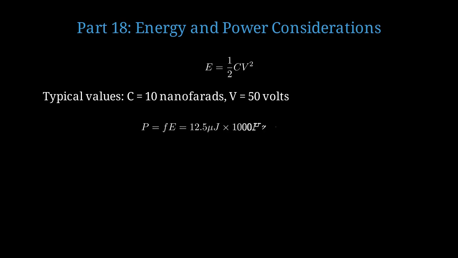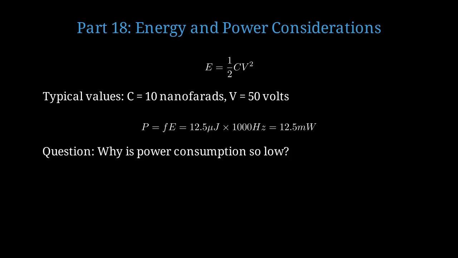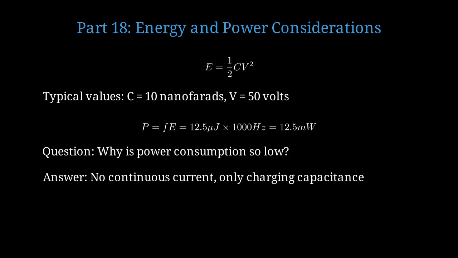At 1 kHz switching rate, power consumption is 12.5 microwatts, negligible compared to image sensor power. Electrowetting is extremely energy efficient. Here's an interesting question. Why is electrowetting power consumption so low compared to voice coil motors? The answer: electrowetting only requires energy to charge the electrical capacitance during transitions. No current flows in steady state, unlike motors that fight mechanical loads continuously.